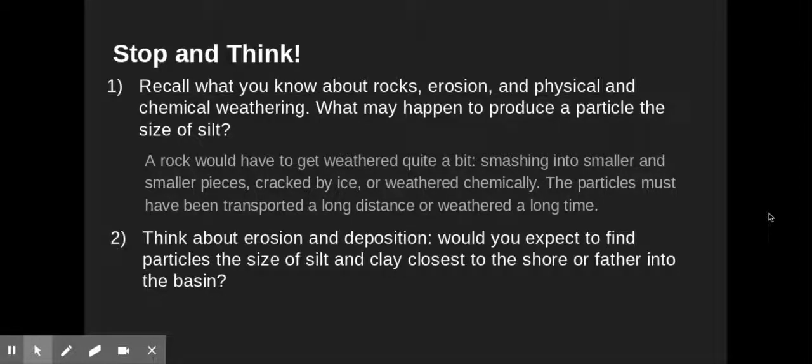Thinking about erosion and deposition. Erosion takes it, and deposition drops it off. Would you expect to find particles the size of silt and clay? Remember, they're really small, they're really light. Closest to the shore or farther into the basin?